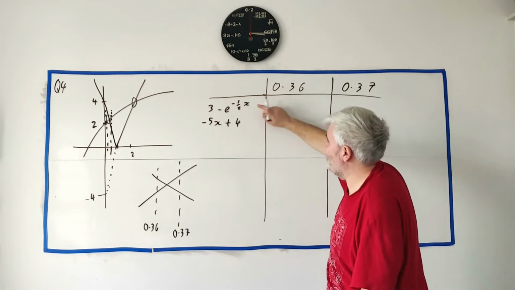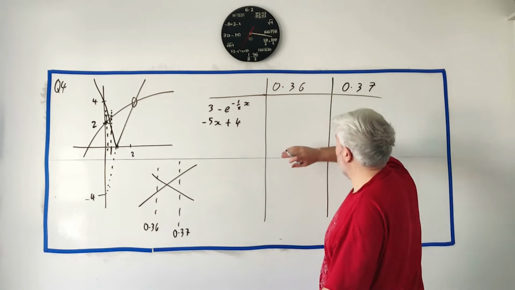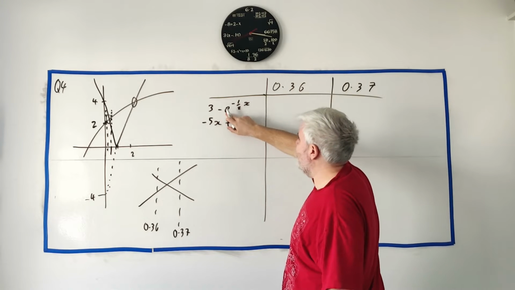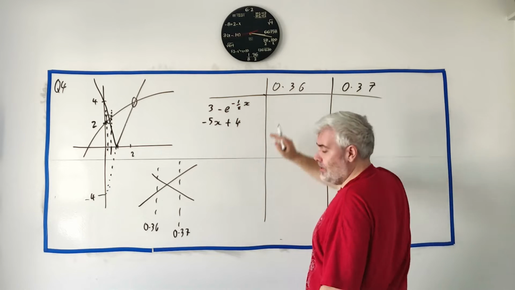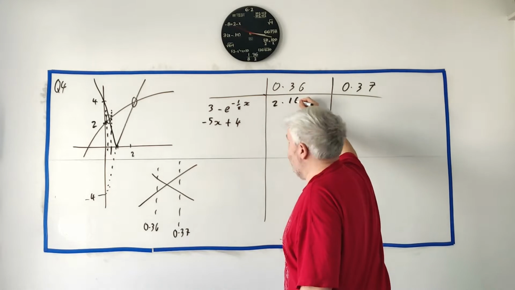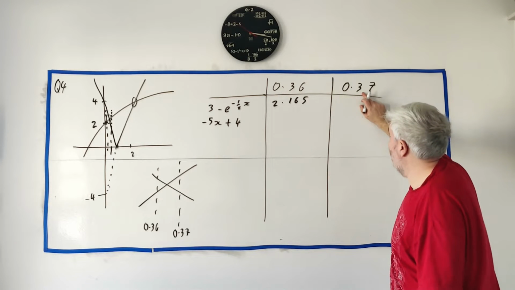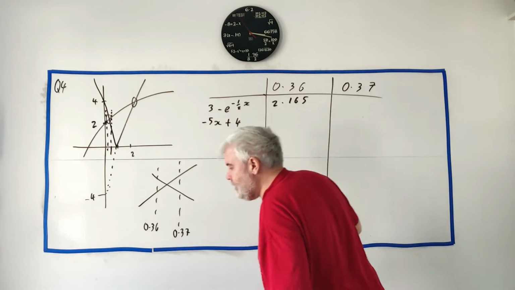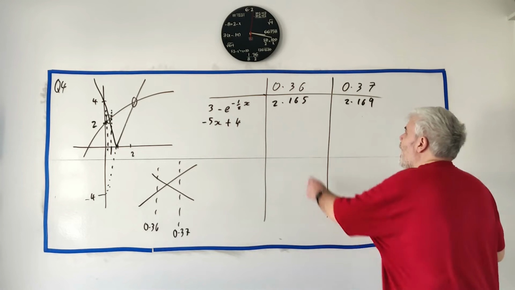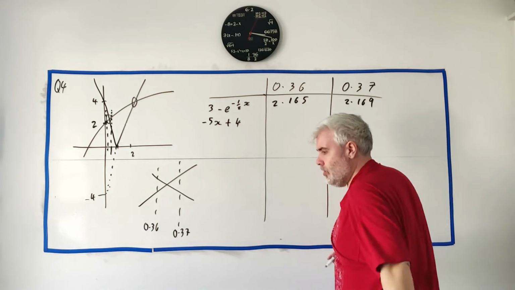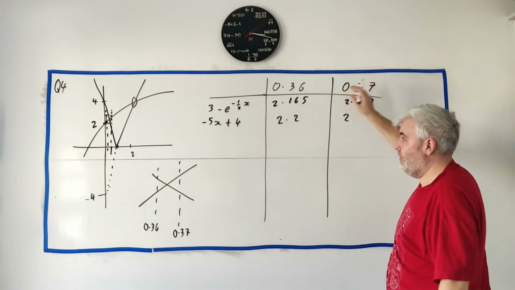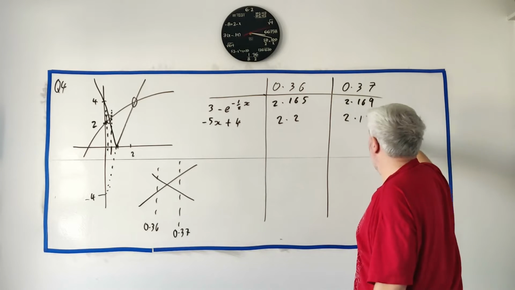So if I go ahead and just put these 2 numbers in here, 0.36 will go in for x. So 3 minus e to the power of minus a half multiplied by 0.36 will get me something like 2.165. And if you put 0.37 in, we will get 2.169. If you put 0.36 into this equation, we get 2.2. And into this one, 3.7 into this one again, we get 2.15.